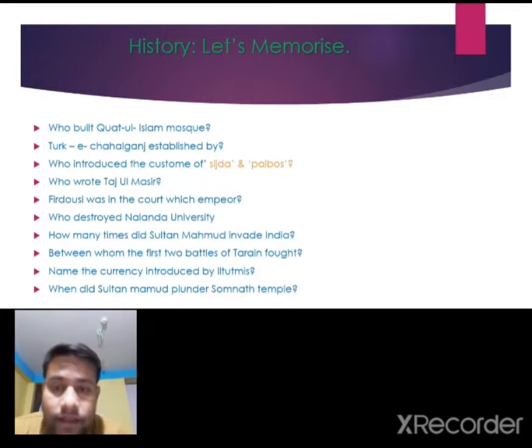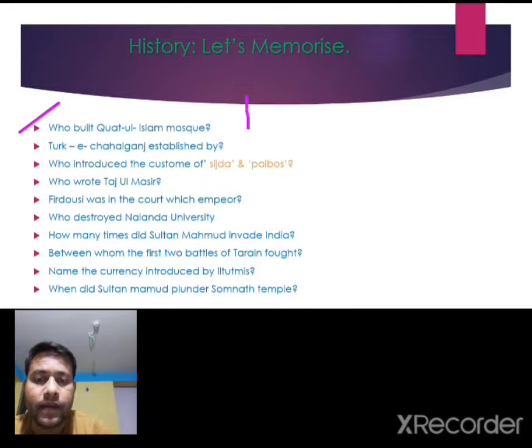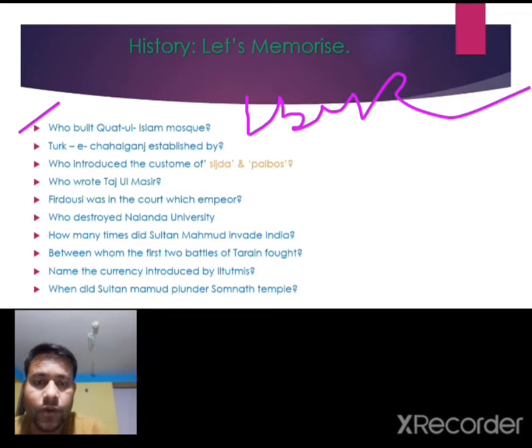See what is written here in the first question. I think this is from medieval history, the Delhi Sultanate. The first question is: who built the Quwatul Islam Mosque? Definitely you know the answer. Guys, you answer first. The answer is Aibak, or Qutubuddin Aibak, is the right answer.